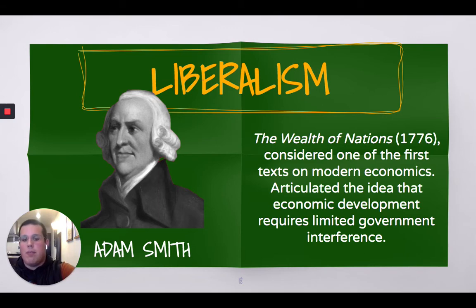A key person to understand for liberalism is Adam Smith. He's the founder of liberal economics. He wrote The Wealth of Nations, which is considered one of the first texts on modern economics, and articulated the idea that economic development requires limited government interference. He calls it an invisible hand that's going to be manipulating both demand and supply in the market. This invisible hand is going to be the point of equilibrium that is going to be setting the prices.